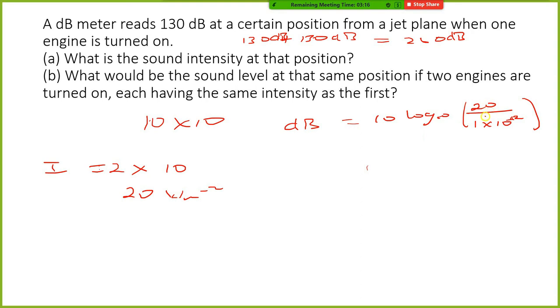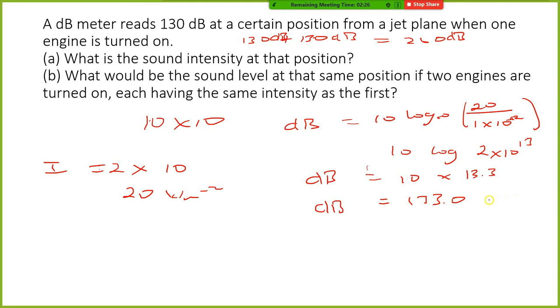So all you would do, you would divide 20 by 10 to the minus 12. So 20 divided by 10 to the minus 12, right? When I do that, I get 2 times 10 to the 13. I'm going to log that. So you're going to press log. Log of 2 times 10 to the 13. When I do that, I get 13.3 times 10. So at the end of the day, when you're listening to those engines, you are actually hearing a decibel level of 133.0 dB. In terms of the decibel scale. That's 133? 133, yeah.